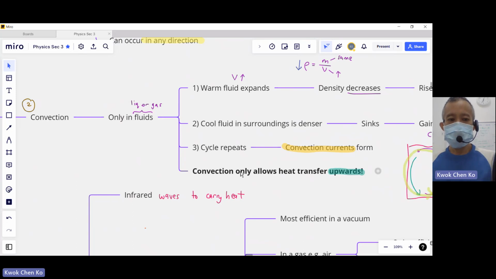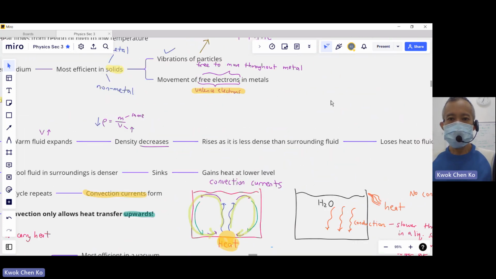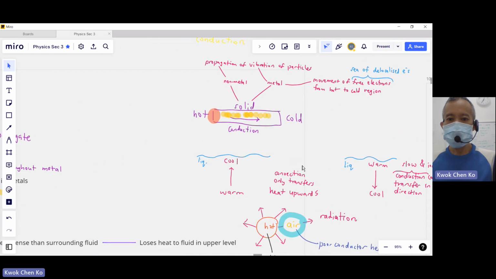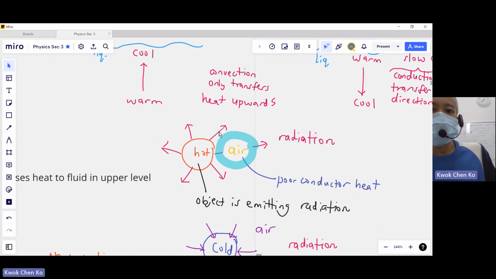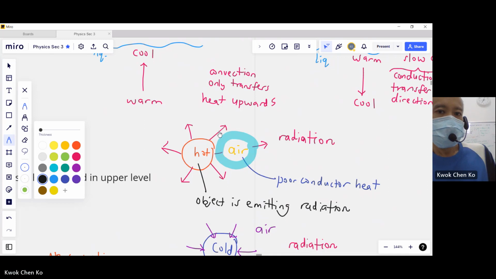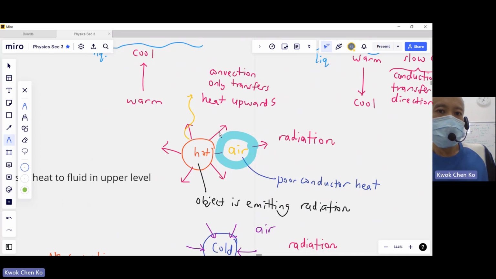Actually, I forgot something. If you want to be very particular, let's go back to this example. There is actually a second element that I forgot to mention, because there is an upward transfer of heat as well. Because the surrounding is air, you will also have convection upwards, not just radiation.